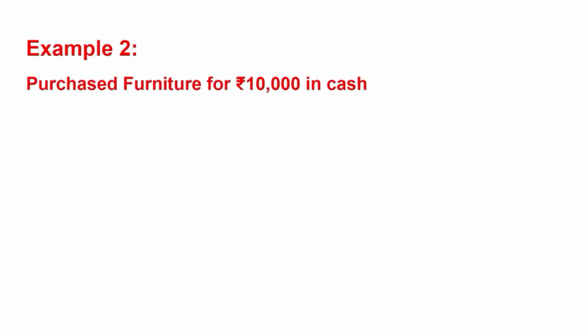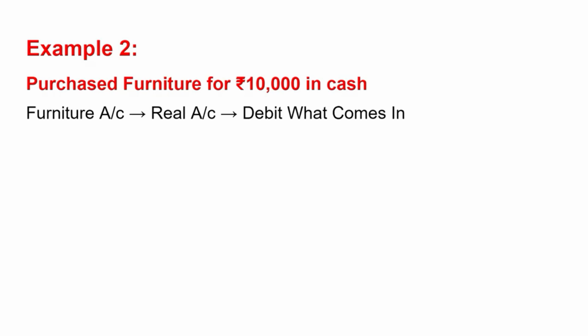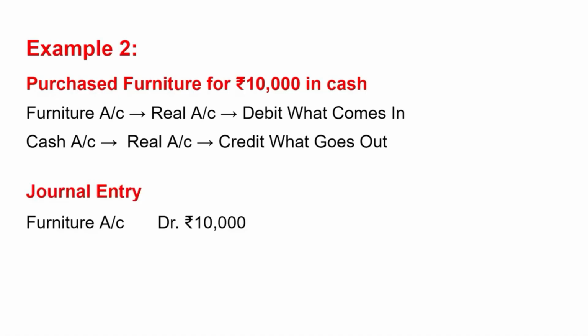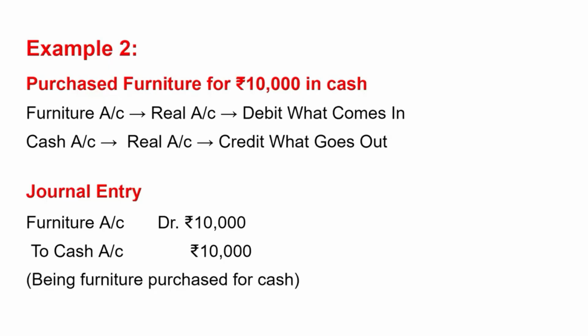Next example, purchased furniture for 10,000 rupees in cash. Furniture account, it's a real account, so debit what comes in. Cash account, a real account, credit what goes out. So the journal entry is furniture account debit rupees 10,000 to cash account rupees 10,000. Narration is being purchased furniture for cash.